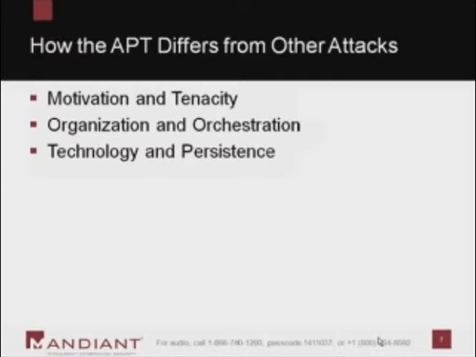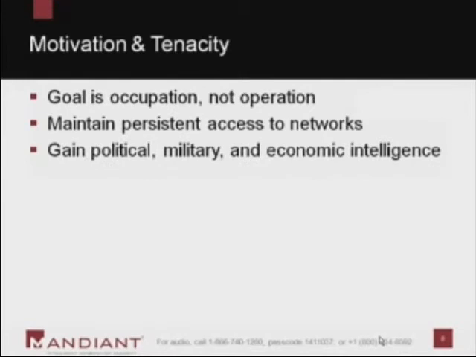The main differences between APT and ordinary network intrusions fall into three categories, according to Mandiant: motivation and tenacity, organization and orchestration, and technology and persistence. The main goal of the advanced persistent threat is to quietly get into your network and stay there undetected. They want to maintain access to the network as long as possible. Their main motivation is to steal information that may give them superiority in political, military, or economic arenas.